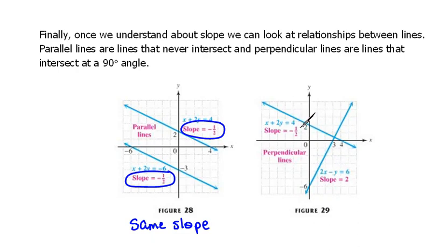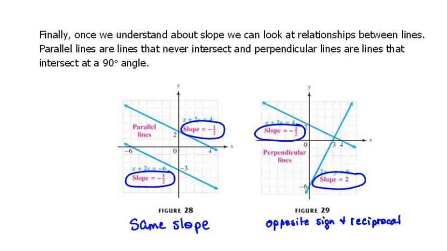This line has a slope of negative 1/2. This line has a slope of 2. Now look at how those are related to each other. Not only are they the opposite signs, but they're also reciprocals of each other, right? Oh, whoops. I don't know how to spell today, evidently. Reciprocals. That is always the case.